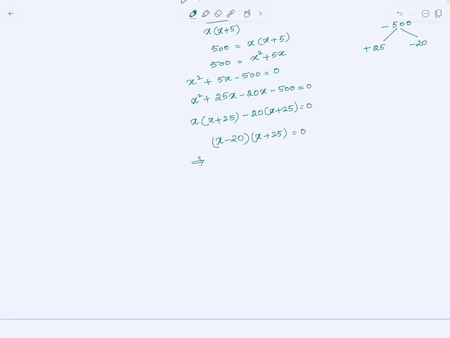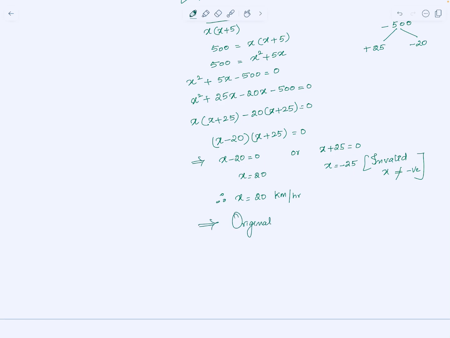This implies that either x minus 20 should be equal to 0 or x plus 25 should be equal to 0. So the two values of x are 20 and minus 25. Minus 25 is invalid as the speed cannot be negative. Therefore, the required value for x is 20 km per hour, which means original speed is 20 km per hour.